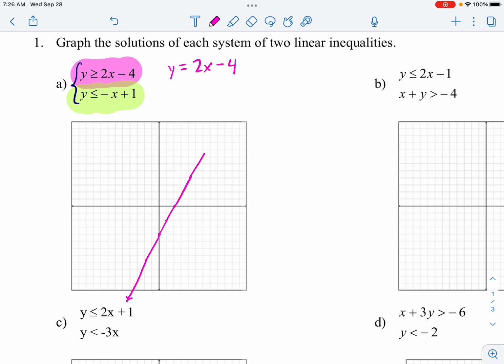Recall from the last section that I'm using a solid line here because I have a greater than or equal to symbol, okay? And I'm going to shade for this top inequality, okay? So this pink line here is the line where y equals 2x minus 4. I want to shade everything where y is greater than or equal to 2x minus 4. So I'm going to shade above the line because as I go up, my y variable gets bigger. So I want y to be greater than this line.